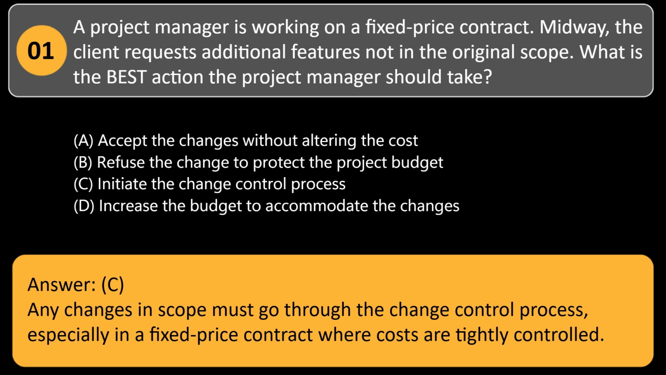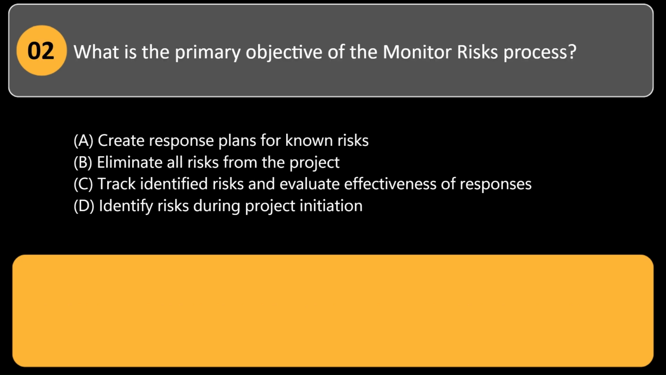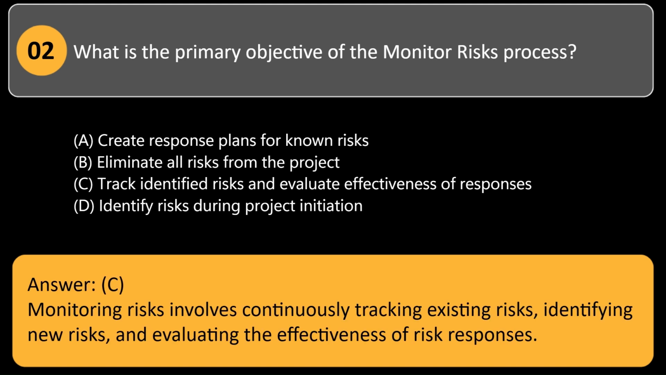What is the primary objective of the monitor risks process? A. Create response plans for known risks. B. Eliminate all risks from the project. C. Track identified risks and evaluate effectiveness of responses. D. Identify risks during project initiation. Answer: C. Monitoring risks involves continuously tracking existing risks, identifying new risks, and evaluating the effectiveness of risk responses.